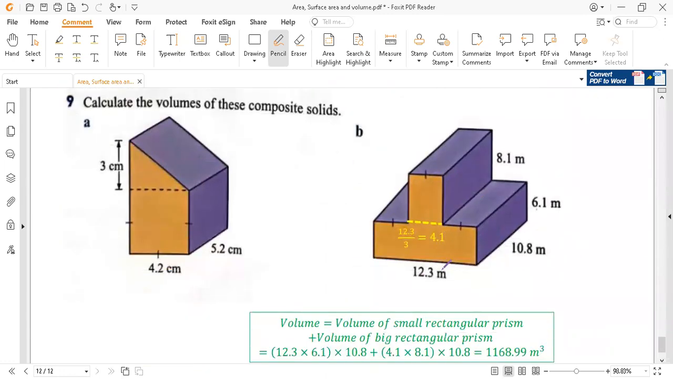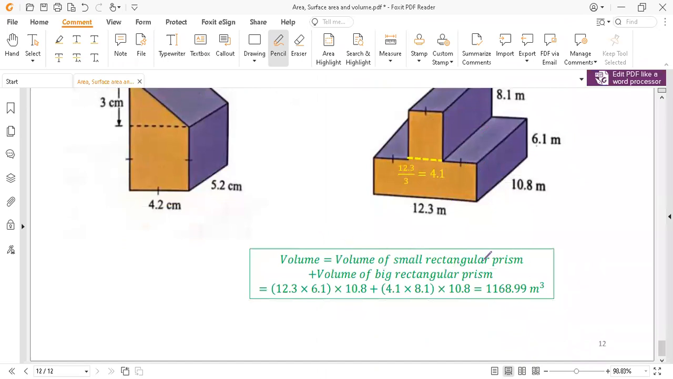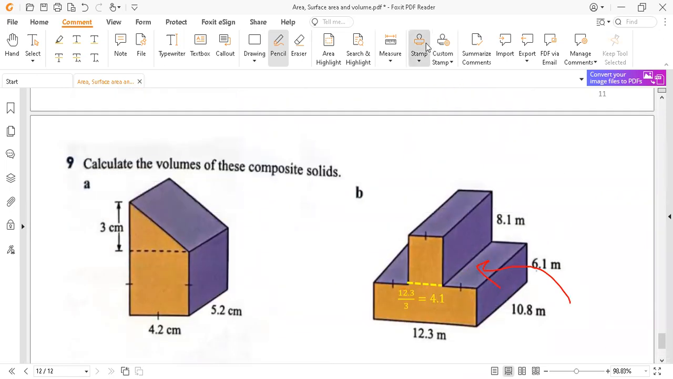Also, it is easy to find the volume of this composite solid, because if we cut it here, we obtain a small rectangular prism on top, and a big one, like a matchbox, in the bottom. So it is easy to calculate the volume of the small rectangular prism, and we add it to the volume of the big rectangular prism. These are the main ideas of this section. Thank you for listening, and bye-bye.